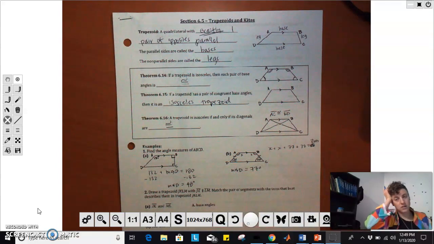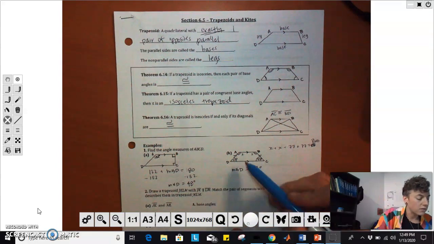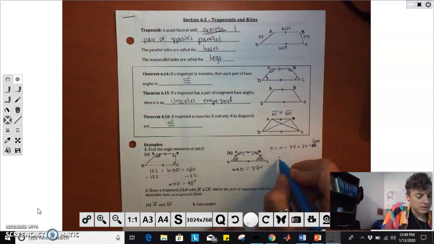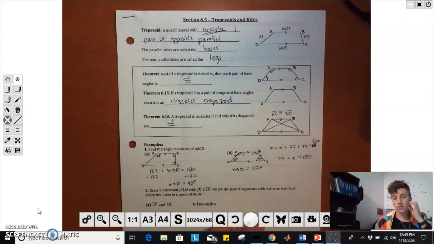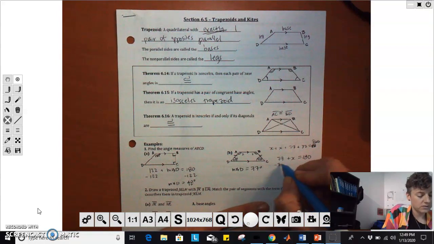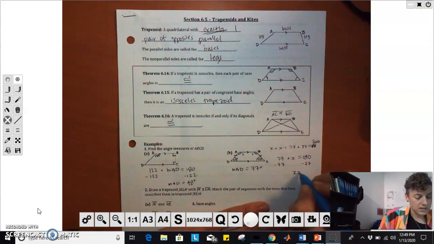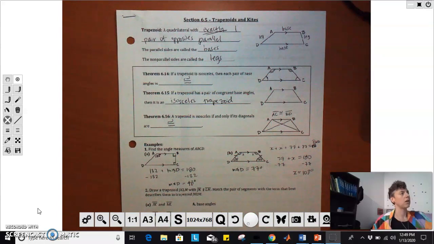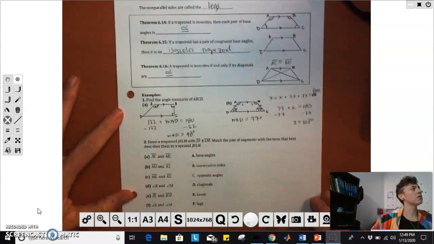360. Could do that. Or you could find the supplement to 77. 77 plus X equals 180. Either of those equations will give you the correct answer. This one looks like less work to me, so I'm going to say that guy. So X equals 103. All right, 103 degrees. Okay, cool. Cruising right along.